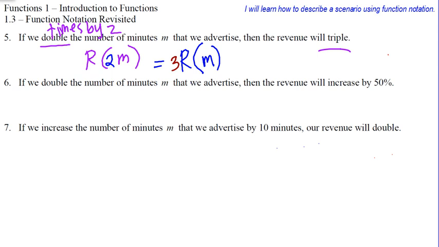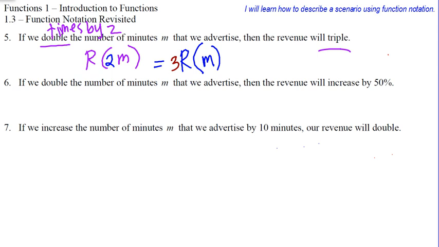Okay. Moving on. Number 6. If we double the number of minutes M that we advertise, then the revenue will increase by 50%. Number 7, if we increase the number of minutes M that we advertise by 10 minutes, our revenue will double. Okay? Take a minute or 2, pause the video, do it on your own, and when you're ready, come back to the video and check your answer.